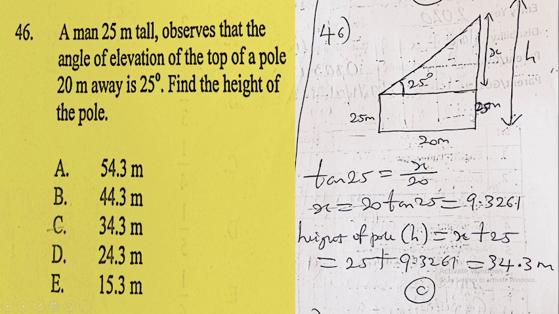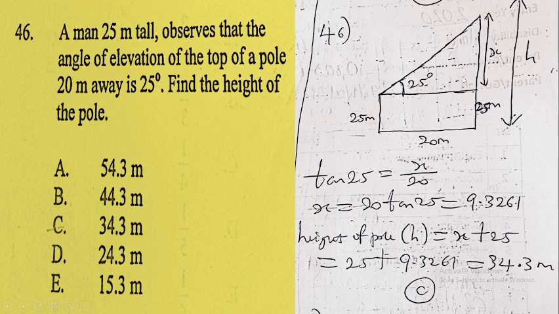This is the pole. He observed the top of the pole, and they are both 20 meters away. So if this is the man, initially the man is supposed to be looking like this. That is his initial sight. But if he should look at the top of the pole, that means he has to leave his initial sight and look at the top of the pole. That means it will elevate his eye. That means we have the angle of elevation, which is 25 degrees.